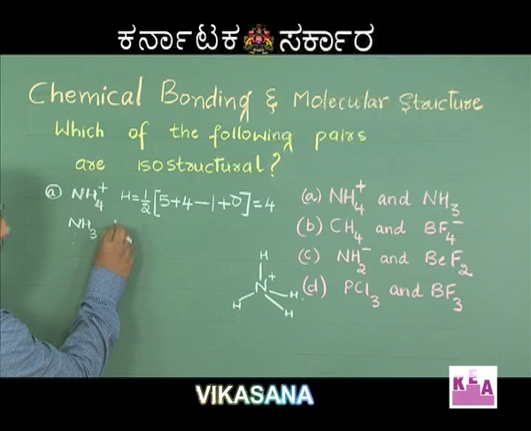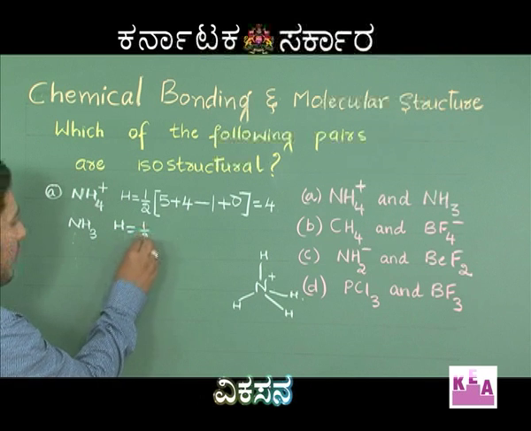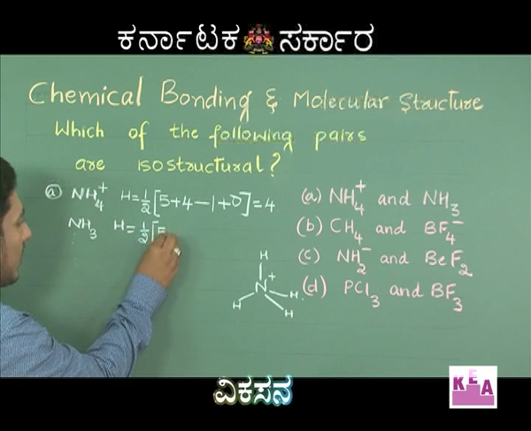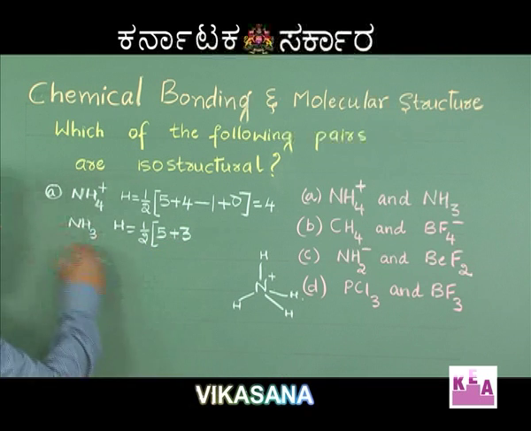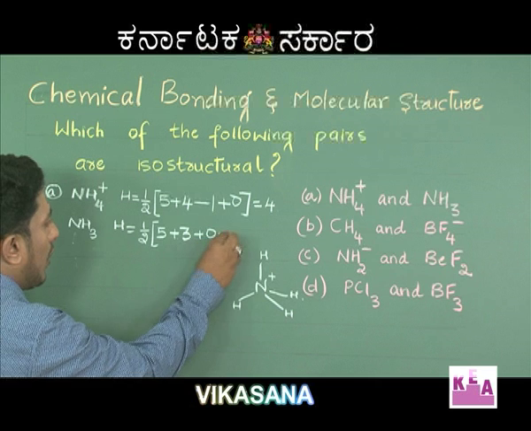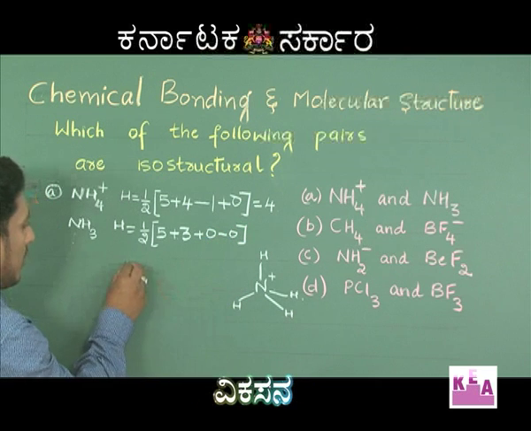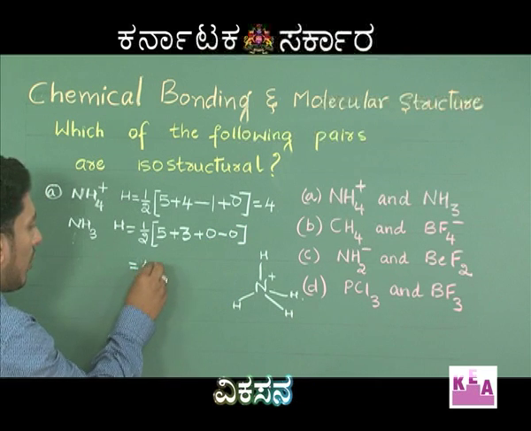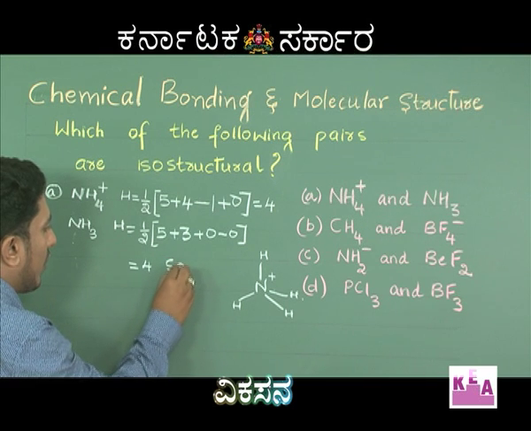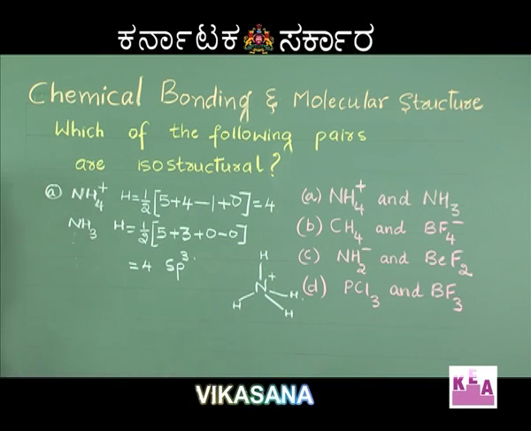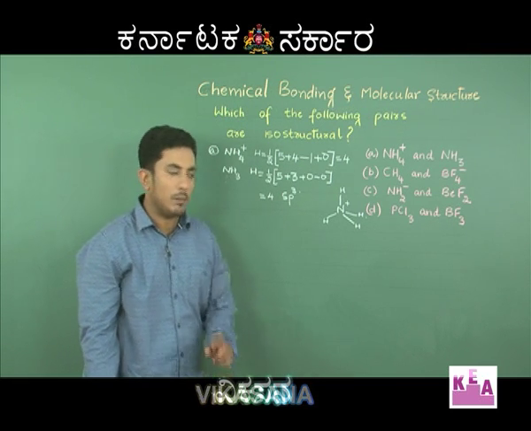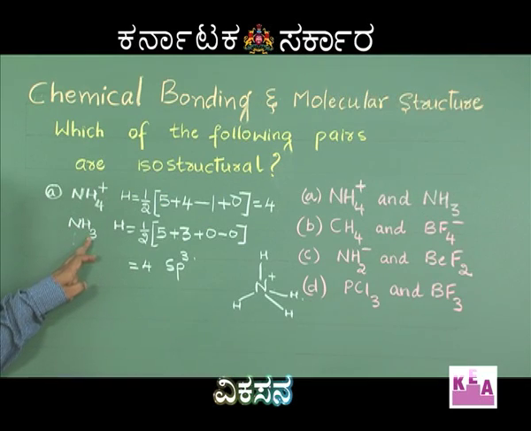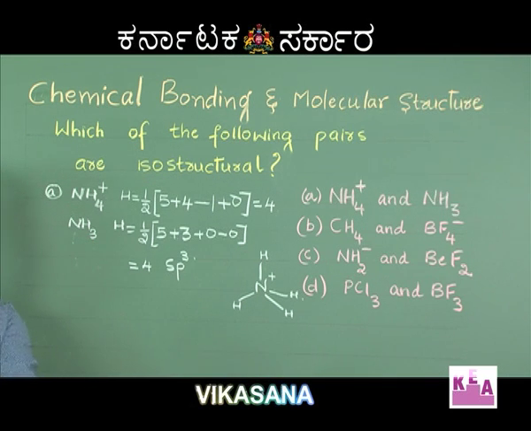Hybridization of nitrogen here: H is equal to half of the valence electrons present with nitrogen plus the number of monovalent atoms, 3. It does not carry any charge, so plus 0 minus 0. So the value will be equal to 4. 4 indicates the hybridization of nitrogen is sp3 here. If the hybridization is sp3, then the geometry will be tetrahedral. But nitrogen is linked to 3 hydrogen. That means nitrogen contains 3 bond pairs and 1 lone pair.